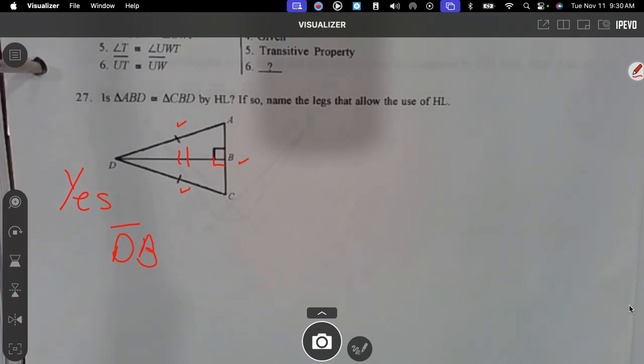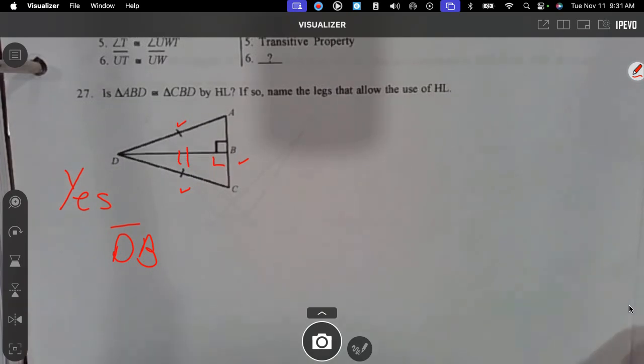You don't have to put a line. Does everybody understand that? How do you know? Yes, we know because we have a 90 degree, a hypotenuse that's equal, and we know that leg is equal. We just had to write that leg down. What leg did you use by reflexive property? DB or DB. Okay, it's not that one.